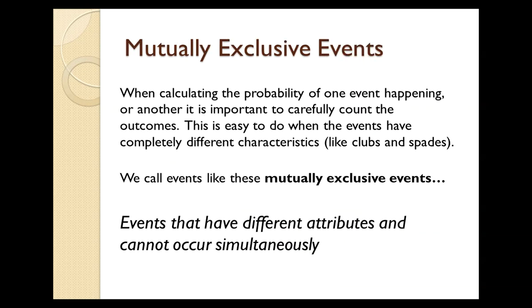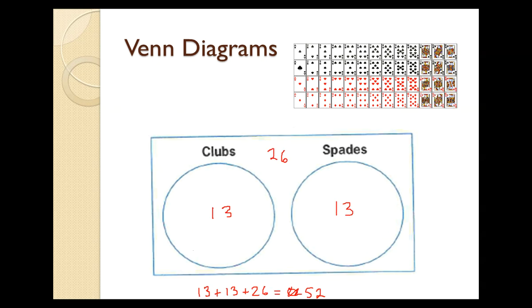All right, so today we will come back to Venn diagrams in a second, but what that motivated was this idea of mutually exclusive events. So when we're calculating the probability of one event happening or another, it's important to really carefully count the outcomes. If we were interested in calculating the probability of drawing a club or a spade from a deck of cards, that's actually not too bad because there are 26 cards that are a club or a spade. It's 13 plus 13 out of 52.